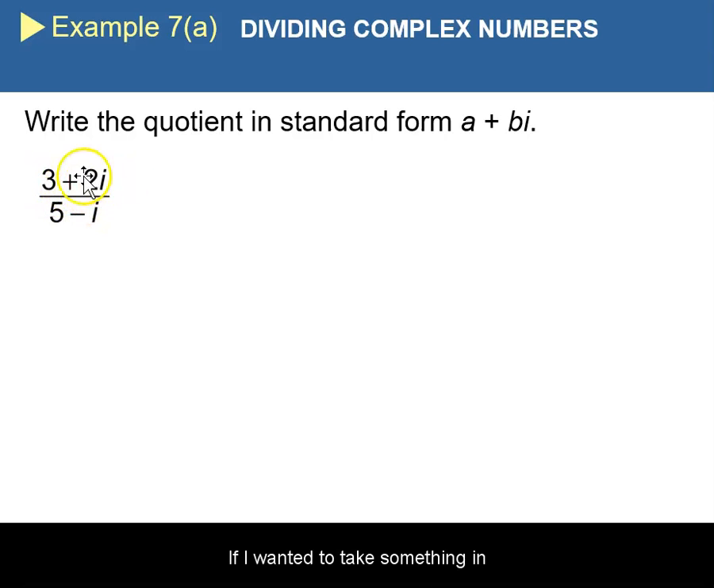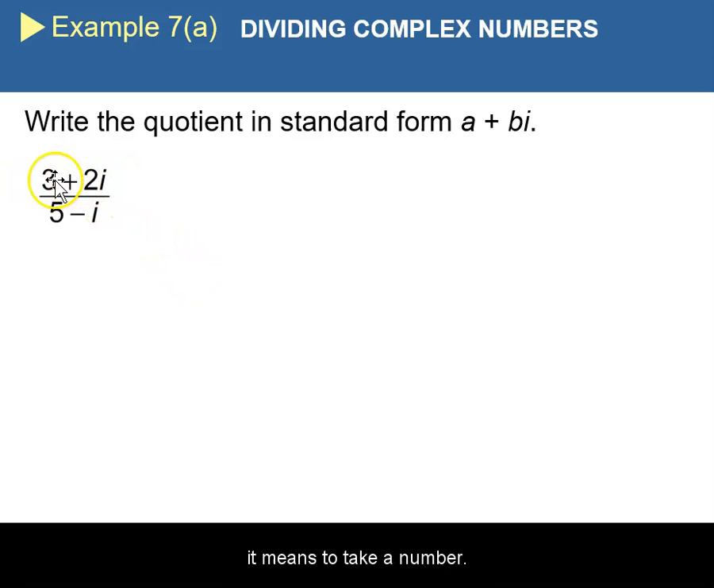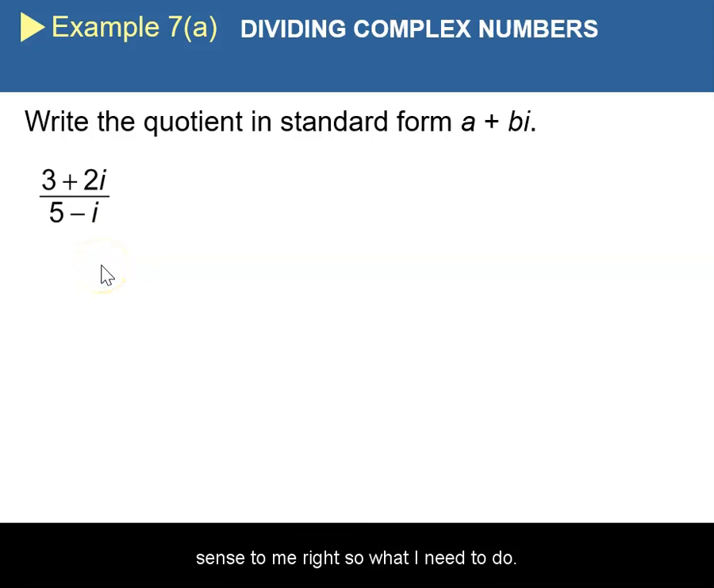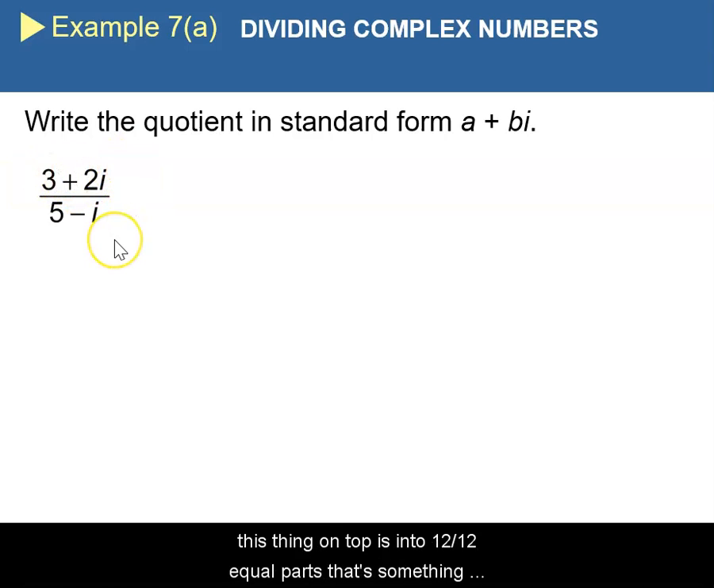If I wanted to take something and divide it by 2, I know what that means. I'm going to take it and break it in half into 2 equal parts. I don't understand what it means to take a number, complex or not, and break it into 5 minus i equal parts. That does not make any sense to me, right? So what I need to do is bring this from a complex number, or imaginary, on the bottom and turn it into a real value. If this turns into, let's say, 12, I know how to break whatever this thing on top is into 12 equal parts. That's something that makes sense to me.